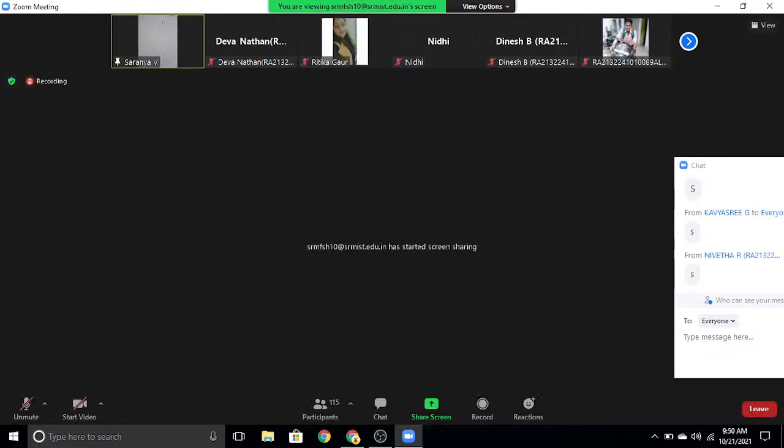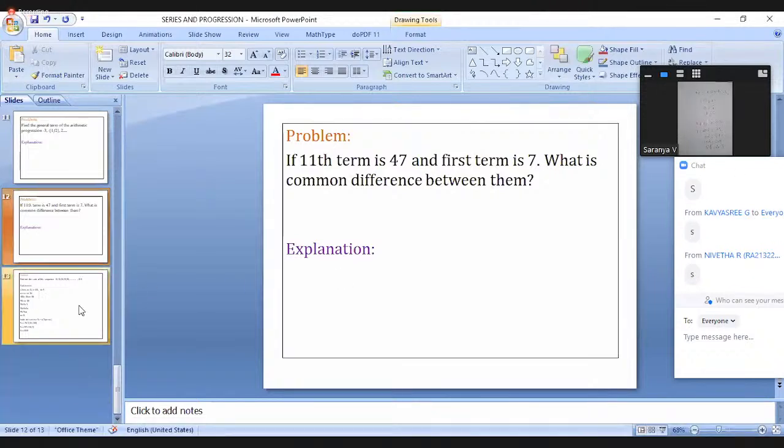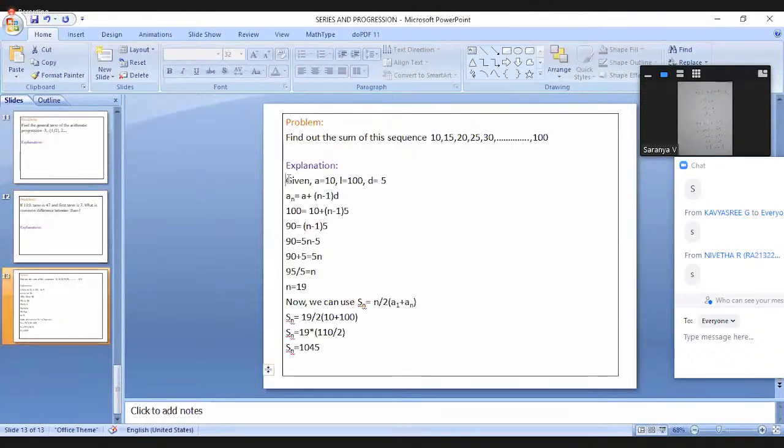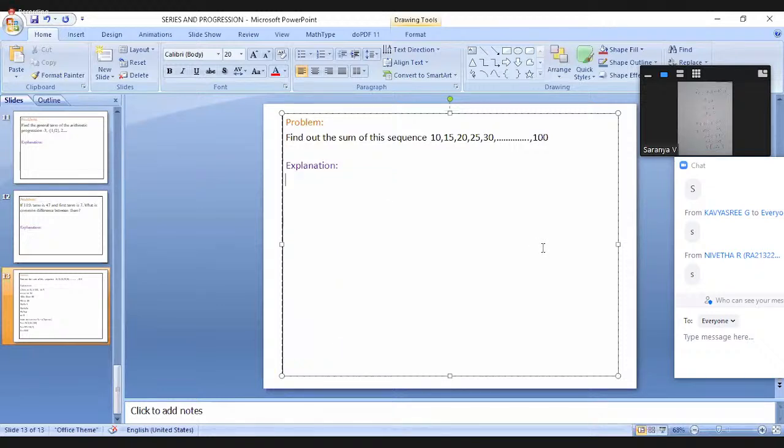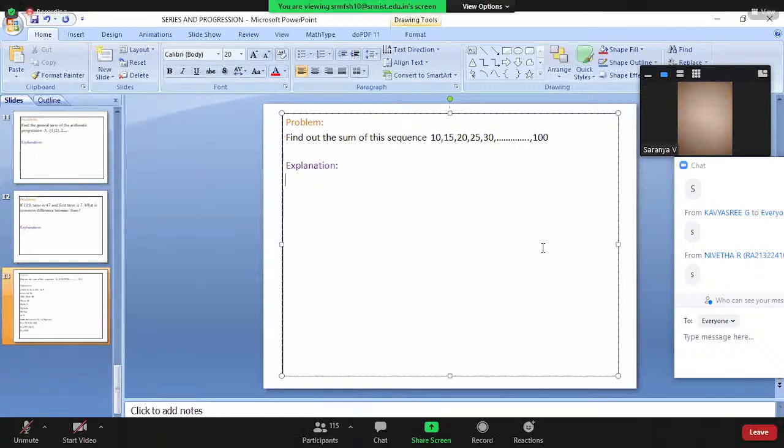Last question. Find the answer for this question. That means you are going to find the sum of the terms. Got it? Sum of the terms. Find out the sum of this sequence. So before that, we need to know how many terms are there in the sequence. Okay, how many terms are there? And what is the formula to find the sum of the terms? Do you remember that?